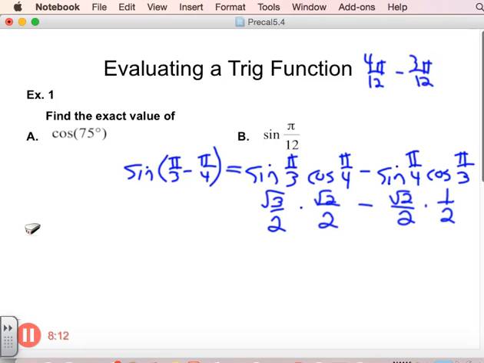So we multiply the top, square root of 6 over 4, minus the top here, square root of 2 over 4. So we get square root of 6 minus the square root of 2 over 4. So a similar answer to the one we got on the last problem. Go ahead and do the You Try at the bottom and we'll go over it.